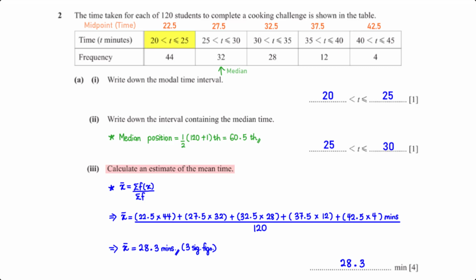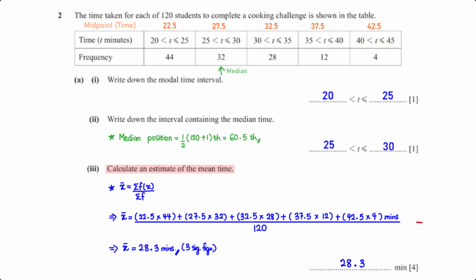So for the first interval, the midpoint time is 20 plus 25 divided by 2, which is 22.5. Then we have 25 plus 30 divided by 2, which is 27.5. 30 plus 35 divided by 2, which is 32.5. 35 plus 40 divided by 2, which is 37.5. 40 plus 45 divided by 2, which is 42.5.